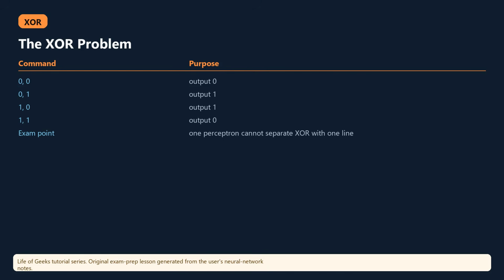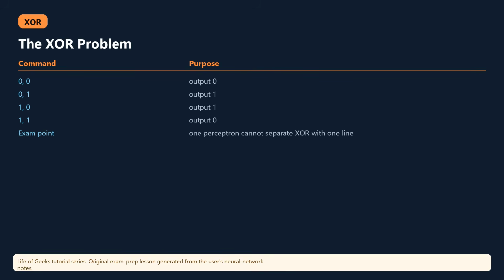XOR is a classic exam problem because it proves why one perceptron is limited. XOR outputs 1 when the two inputs are different, and 0 when the two inputs are the same. So 0,0 gives 0; 0,1 gives 1; 1,0 gives 1; and 1,1 gives 0.